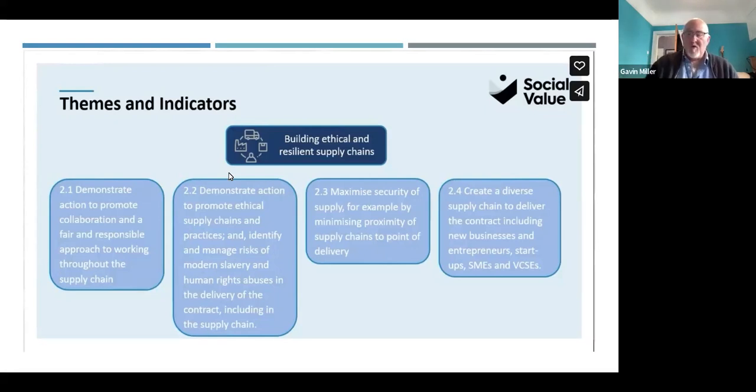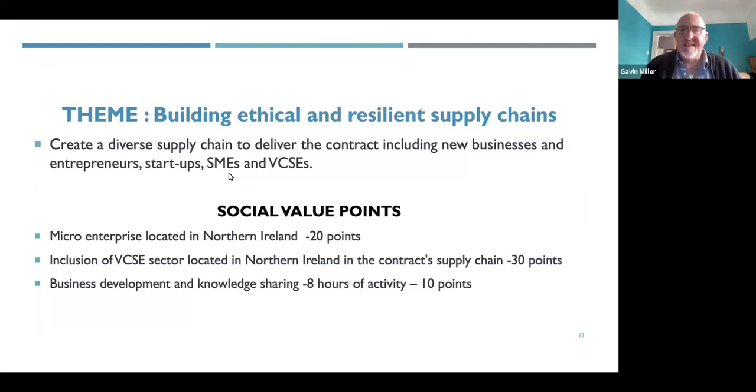Okay. So to gain further insight, I've submitted a freedom of information request to the Department of Finance on tenders in relation to construction. And it has found that the building ethical and resilient supply chains theme has been included as one of the four optional themes within the procurement of a framework to provide construction related professional services already. Each supplier seeking to be appointed to the framework was required to achieve at least 150 points within the social value delivery plan. The framework was awarded to four consultant practices.